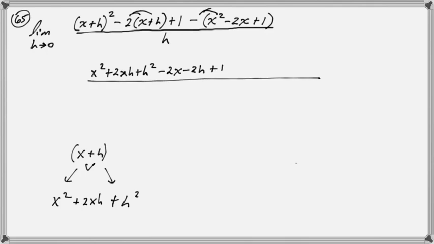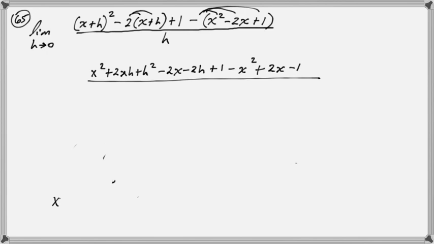How about if you distribute this negative? What do you get? It changes all your signs. Negative x squared, positive 2x, and a negative 1, I believe. Any questions on that?